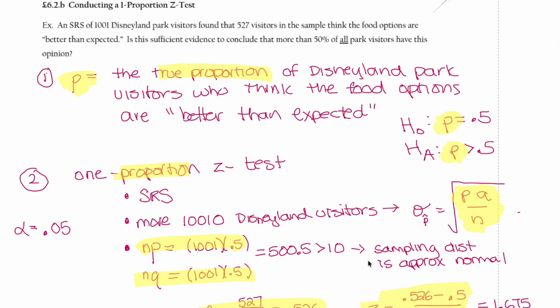Remember, a 1 proportion z test is different from a 1 proportion z interval. When you're doing a z interval, you have to use p hat and q hat when you're doing NP, NQ, standard deviation, and all those things. But when you're doing a z test, you have to use P and Q because we're using the original population, not the sample.